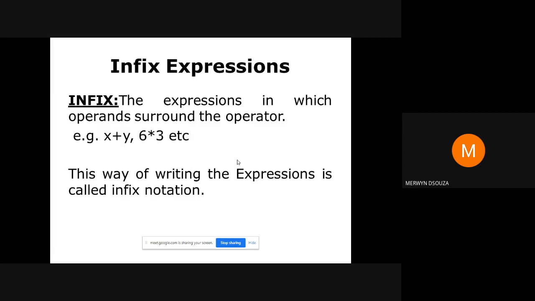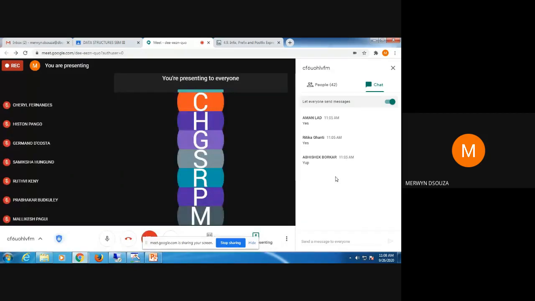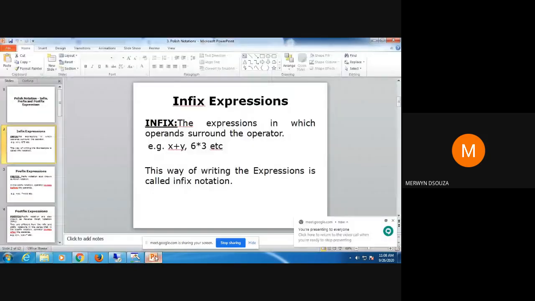Now, you have already studied infix expressions throughout your lives. From the time you started learning addition, subtraction and so on, all you have been doing is infix. You just didn't call it infix, but the expressions you were solving were in infix form. I'll go to the next one. Any doubts about infix? Okay, I'll go to the next one.